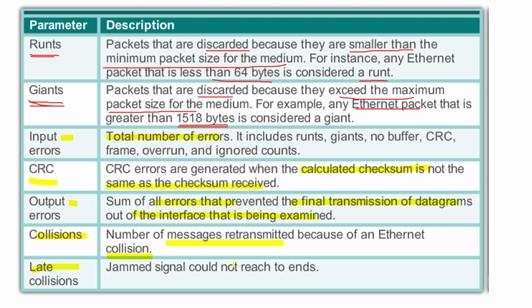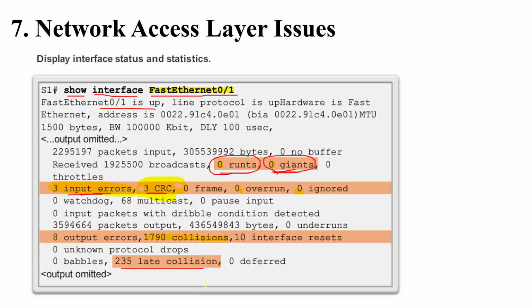Then the next one, you can see, is late collision. What does late collision mean? It is also a collision, where jam signals could not reach the end, so you cannot do retransmission. Sometimes you will have a jamming collision, but you cannot do any retransmission. That is called the late collision. You can see 253 late collisions available in this interface.